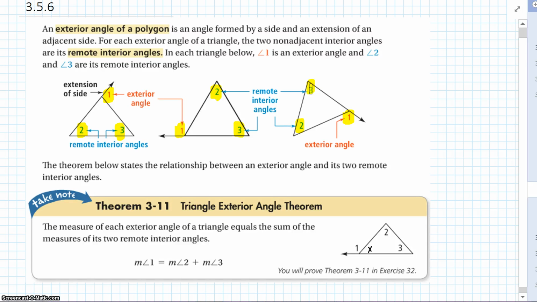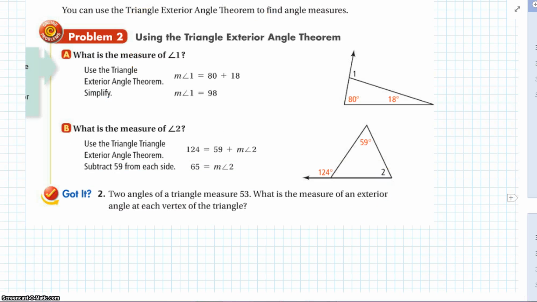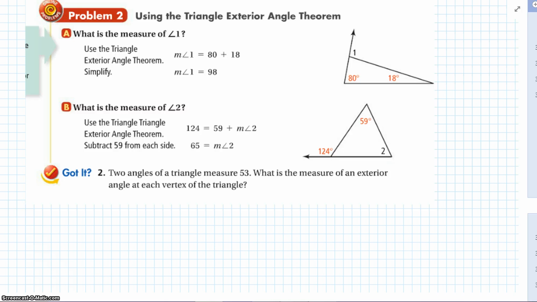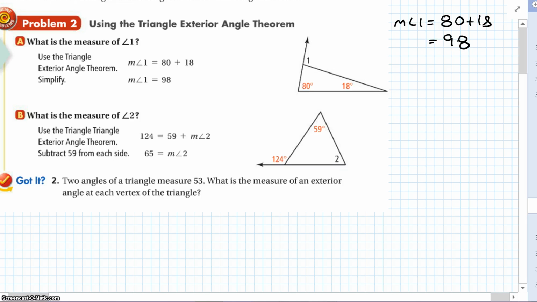The theorem below states the relationship between the exterior angle and its two remote angles. The measure of each exterior angle of a triangle is equal to the sum of its two remote interior angles. Okay? So what is the measure of angle 1? If we remember our theorem, we can just say the measure of angle 1 is the sum of the two remote interior angles, which would be 80 plus 18, which would be 98.